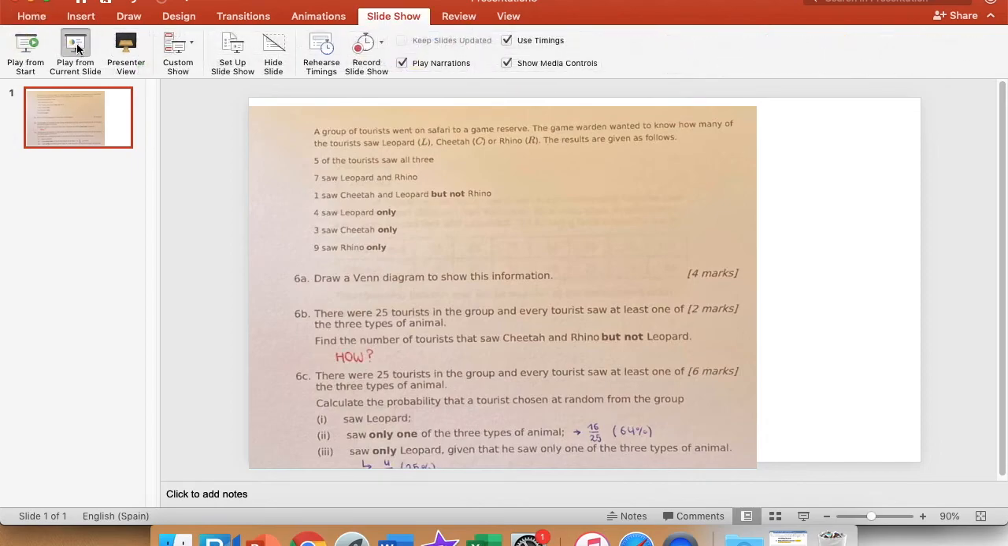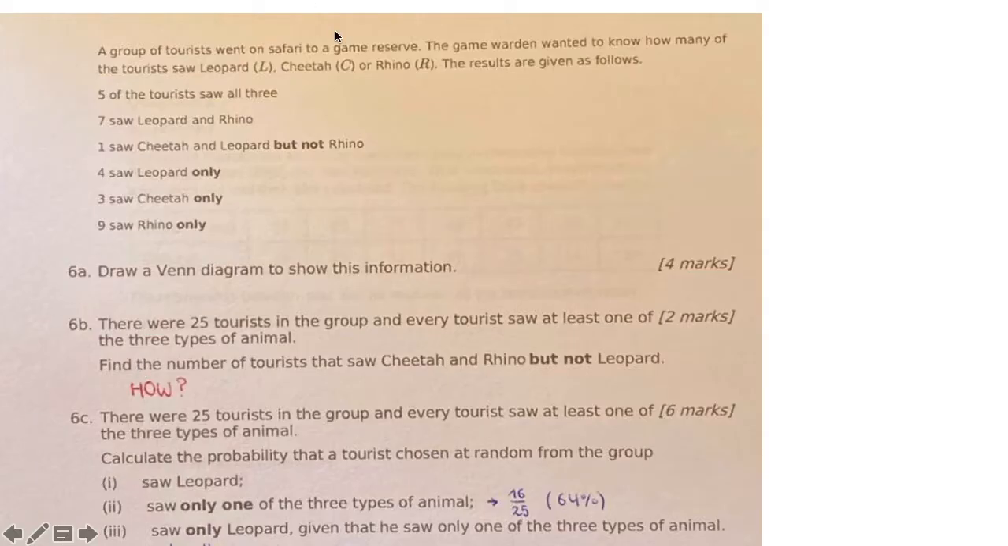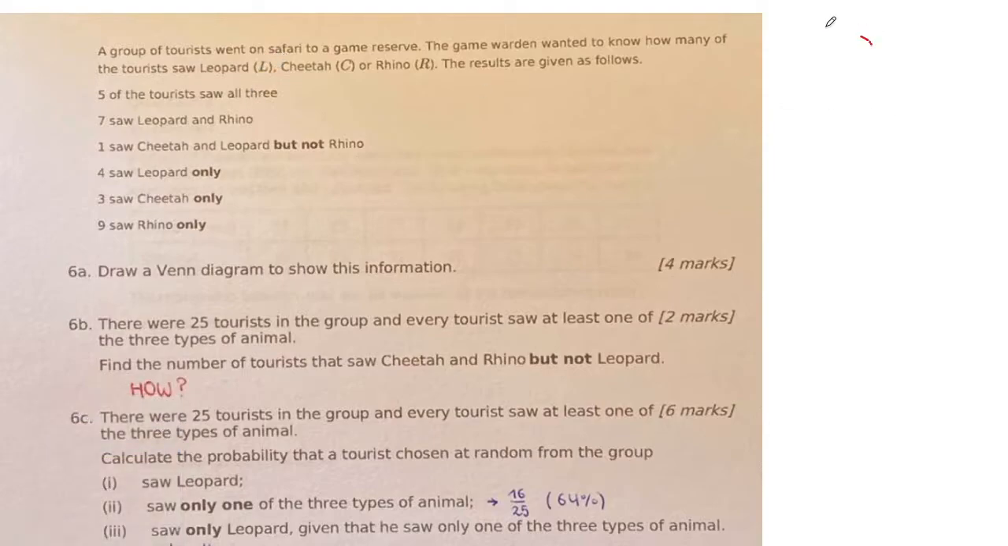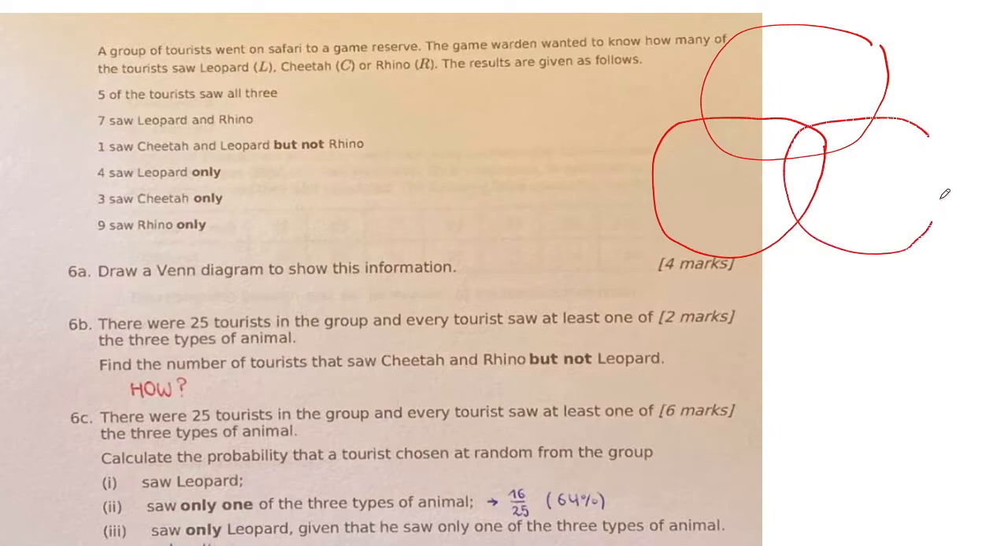Section, which is to do with complex Venn diagrams. A group of tourists went on a safari and there were 3 different animals they could see. So I'm going to draw 3 different circles in this Venn diagram. Leopard, cheetah, rhino. 5 of the tourists saw all 3, so we put 5 in the middle.